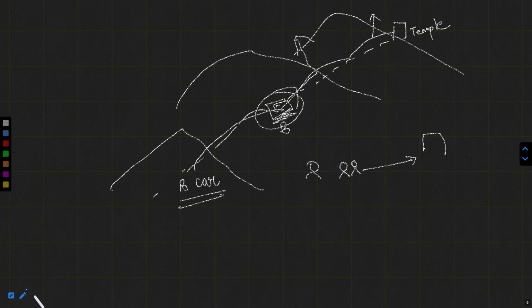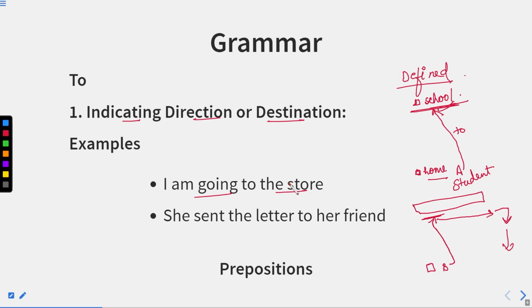Well, let us get back to the sentences. I'm going to the store. It means, of course, I have some work at the store and I'm going to it. It means my destination is defined, that is a store, and I'm going to it. She sent the letter to her friend. So she sent the letter. Now the destination for this letter is her friend. So the letter should reach that particular place where, in fact, the destination for that letter is her friend. So she sent the letter to her friend because this is the destination of that particular letter.